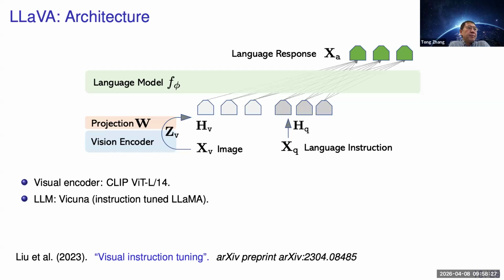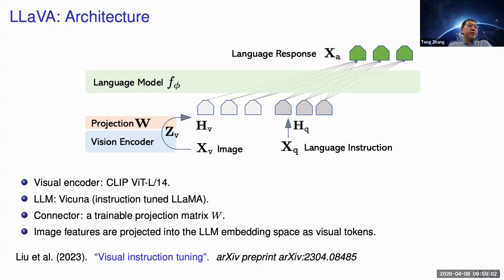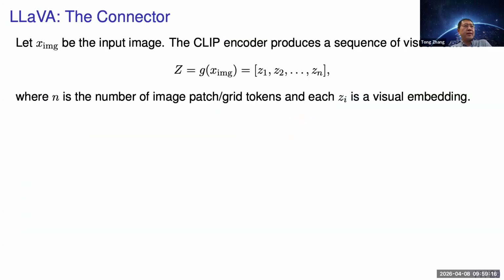The LLM used is Vicuna, which is instruction tuned. It's an earlier one, not the best one for now, but at that time it was pretty popular. It's instruction tuned using GPT generated data on llama. So this is an instruction tuned llama. The connector is a trainable matrix. Basically, they connect all these patches to image tokens. Image features are projected into the LLM embedding space as visual tokens, and once you have the visual tokens, you do the language instruction, and then you essentially get what you want. That's basically it.